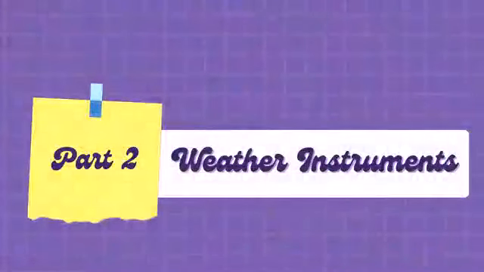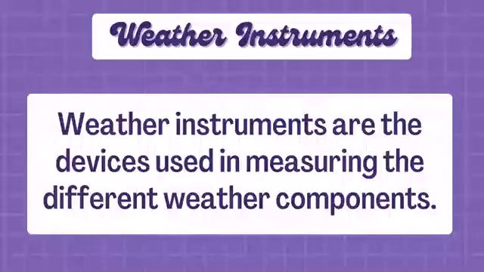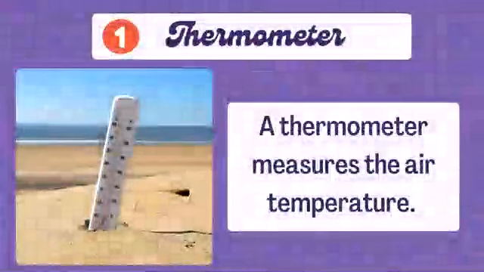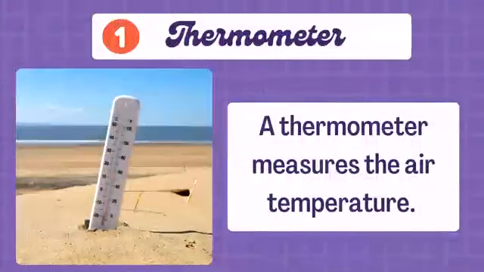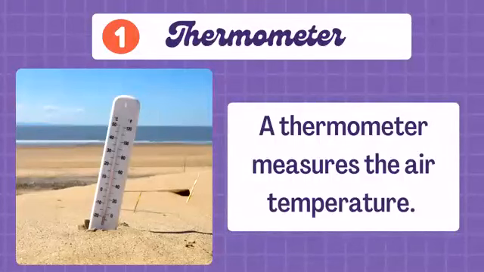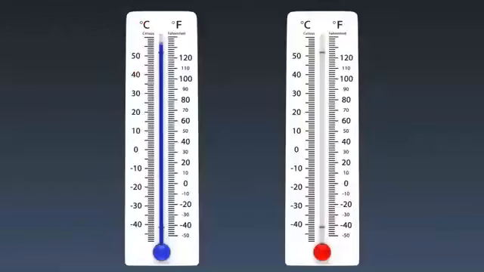Let us now move on to the weather instruments. Weather instruments are the devices used in measuring the different weather components. Number 1. Thermometer. A thermometer measures the air temperature. Most thermometers are closed glass tubes containing liquids such as alcohol or mercury. When the air around the tube heats, the liquid expands and moves up the tube. A scale then shows what the actual temperature is.